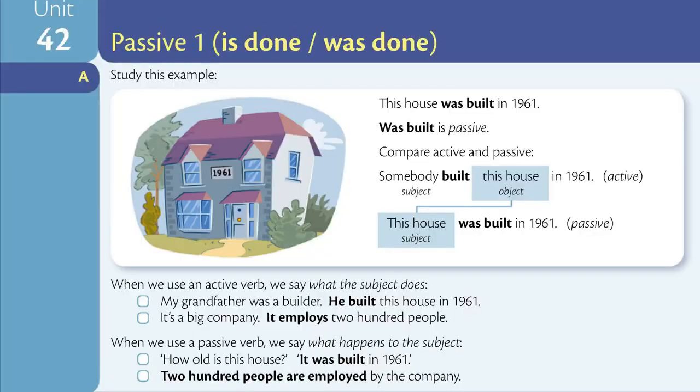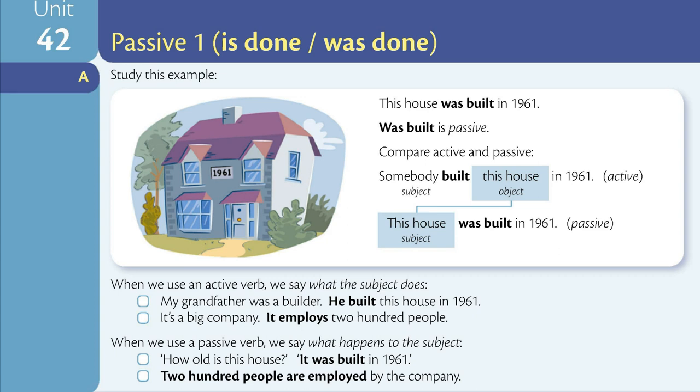Section A. Study this example. This house was built in 1961. Was built is passive. Compare active and passive. Somebody built this house in 1961. This house was built in 1961. When we use an active verb, we say what the subject does.